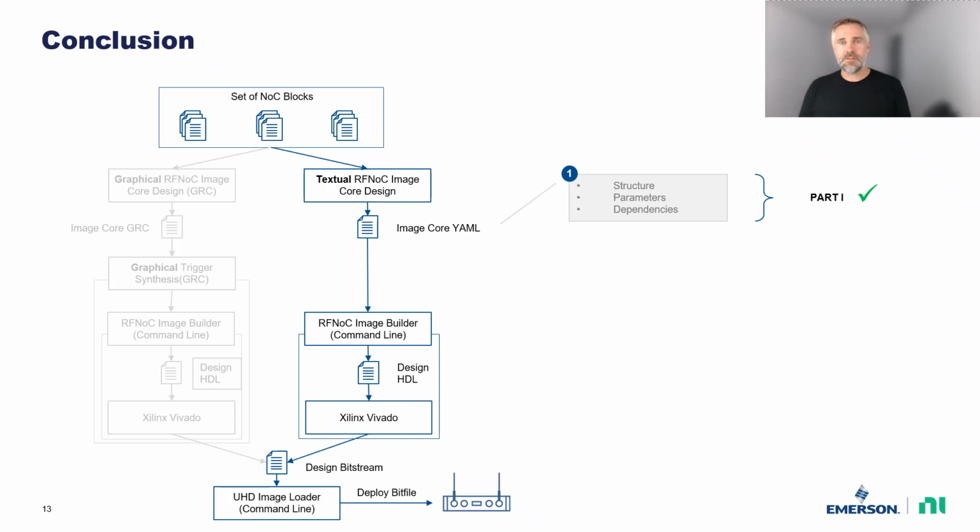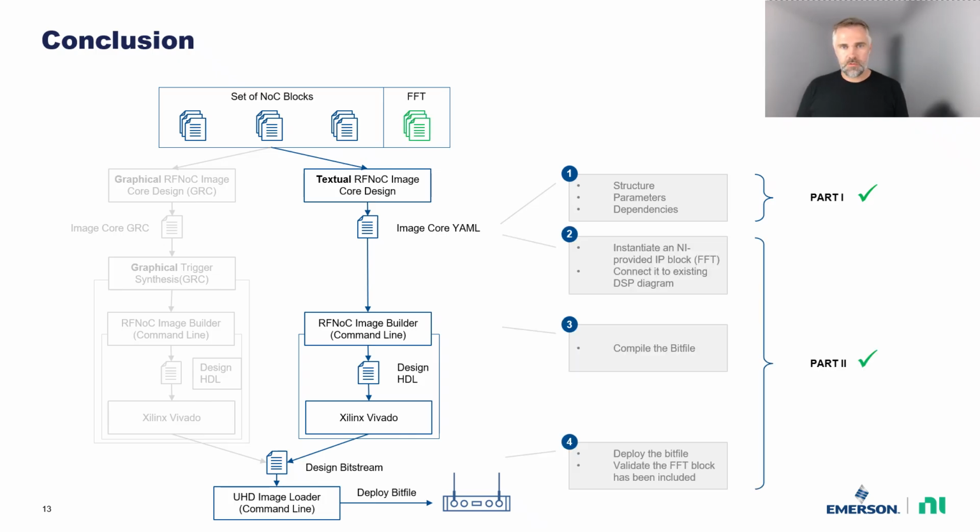Congratulations! We have mastered the workflow that gets us from a set of FPGA IP blocks to a custom FPGA image. In part 1 of this video, we learned how an FPGA image is defined in the corresponding image core YAML file. In part 2 of this video, we have modified the image core YAML file of a standard FPGA image by adding OFDM functionality. So now we are ready to develop an RFNoC application using that bit file. Stay tuned.